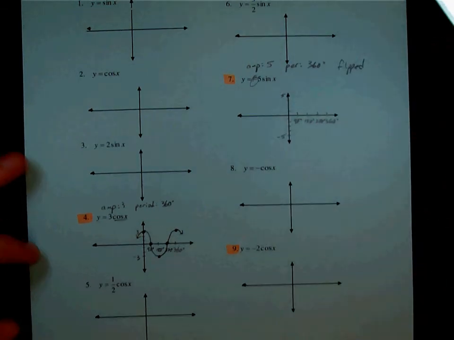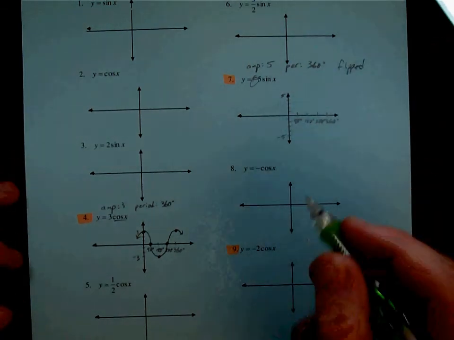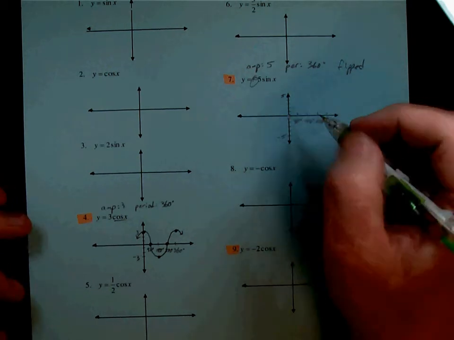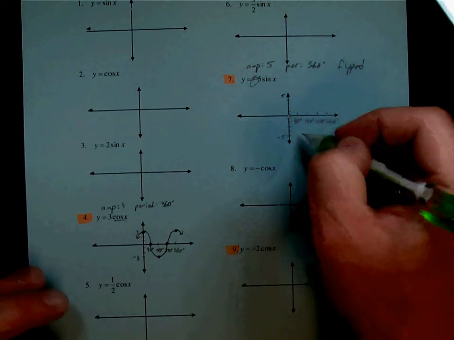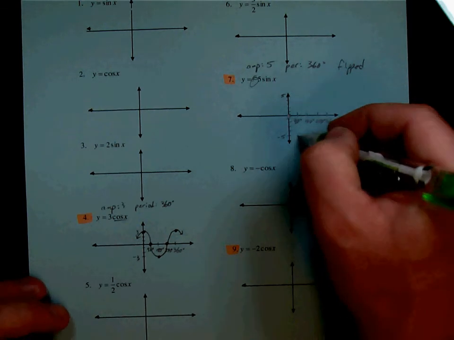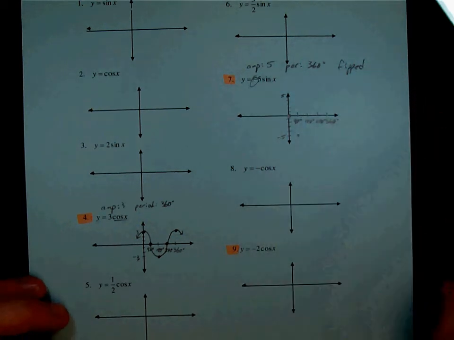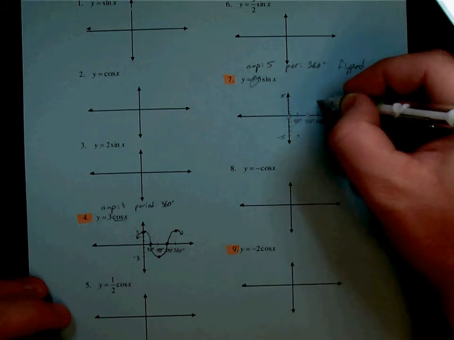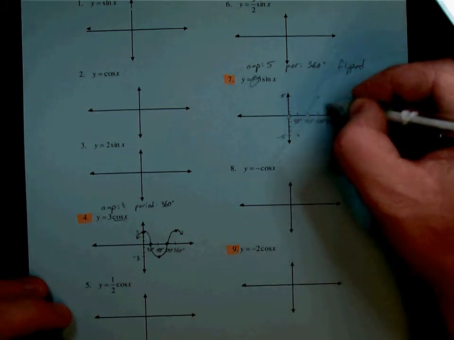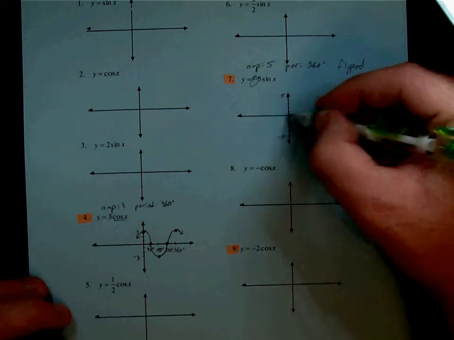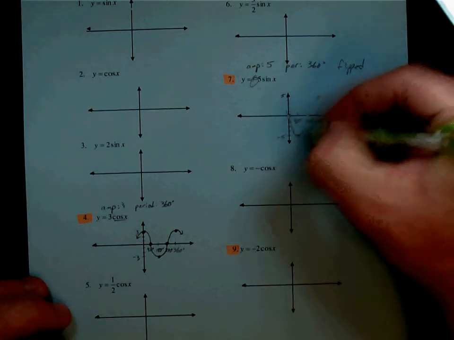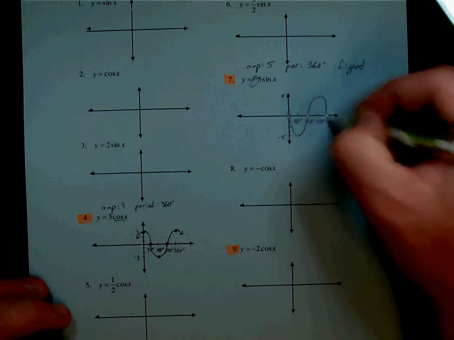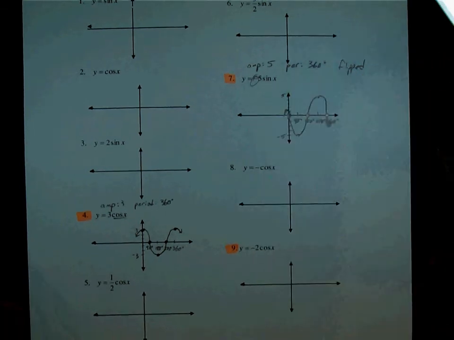So sine always starts at the origin, so 0, 0. So it still starts there. When you flip it, it's still at 0, 0. But then because it's flipped, we go down first. So when I get to 90 degrees, I'm actually going to be down at negative 5. And then I work my way back up to the midline, and then up to the maximum, and then back down to the midline. Connect the dots. And there's our graph.